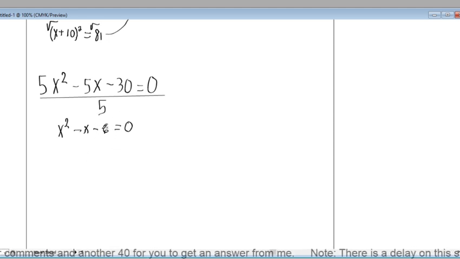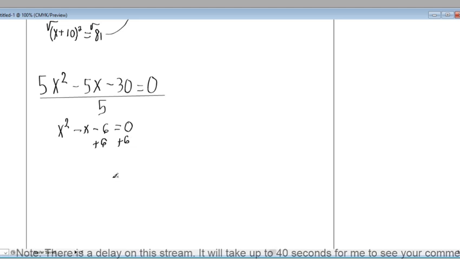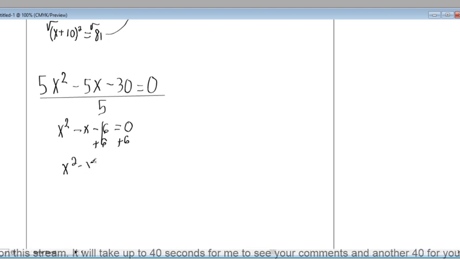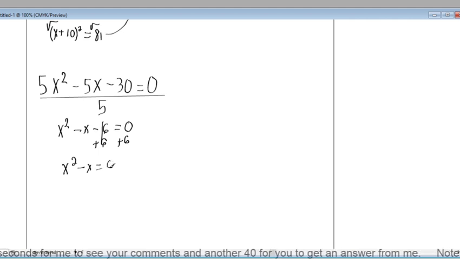So now, again, we want to complete the square. So the first thing to do is to take this number, bring it to the other side so we just have the x's. So I'm going to add 6 to both sides. That cancels there. We now have x squared minus x is equal to 6.